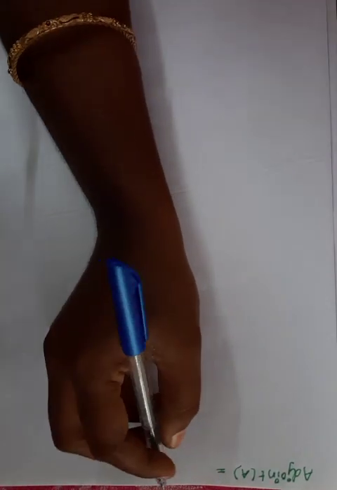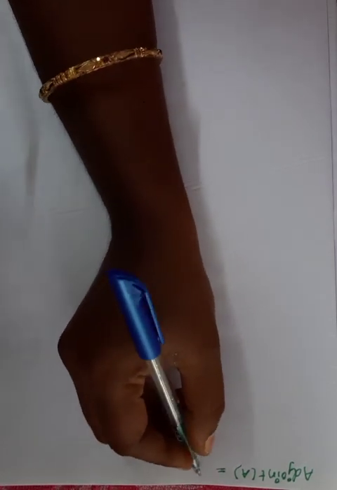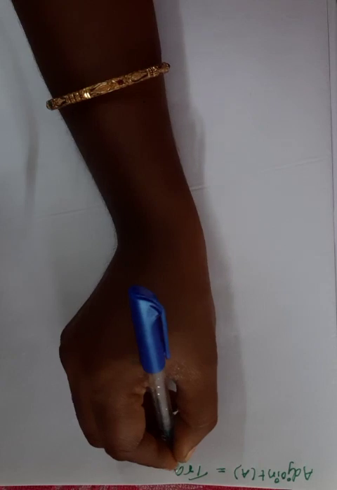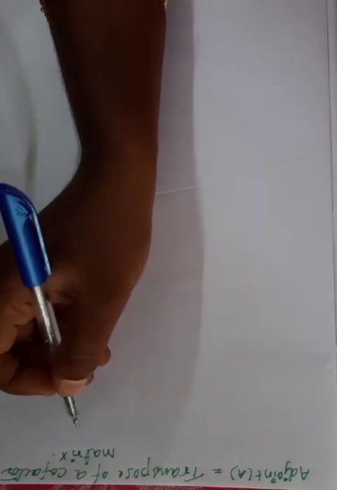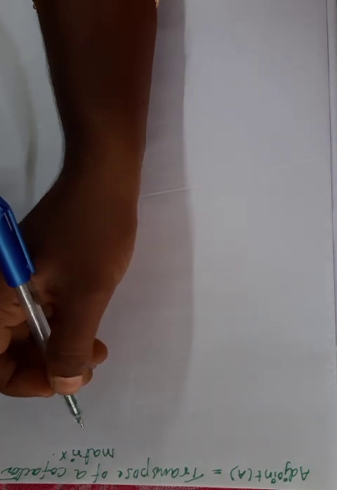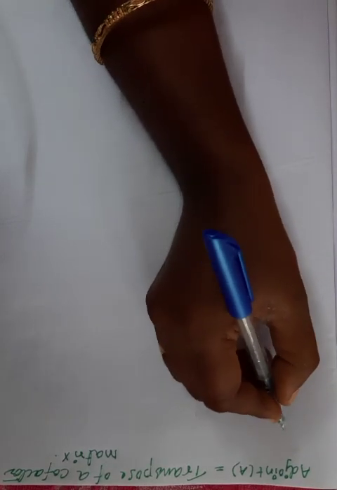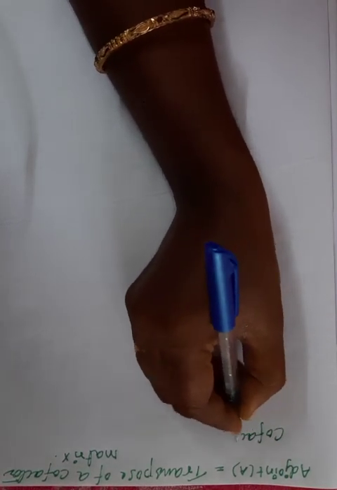So here we have to find the adjoint of A. The adjoint of A is the transpose of the cofactor matrix. We already discussed the adjoint formula. The adjoint of A is the transpose of the cofactor matrix. So first of all we have to find the cofactor matrix, then we have to take the transpose of that cofactor matrix in order to get the adjoint of A. So here our aim is to find the cofactor matrix.